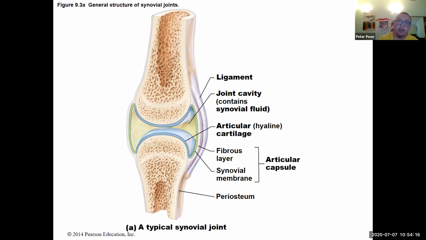So the capsule. The fluid is not really good at holding things together, obviously. So what you need is ligaments that cross the joint. They either cross on the outside or they cross on the inside, but they cross the joint and physically attach the two parts of the joint together. Now you have the capsule. The capsule is made out of two layers, a harder fibrous layer on the outside and a very soft synovial membrane on the inside. The purpose of the synovial membrane is to make synovial fluid.